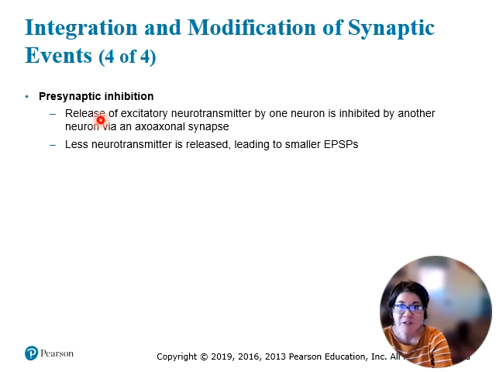Presynaptic inhibition is when the excitatory neurotransmitter of one neuron is inhibited by another one. So sometimes they can do opposite things to each other, and if one is excited, it's going to inhibit the other one.